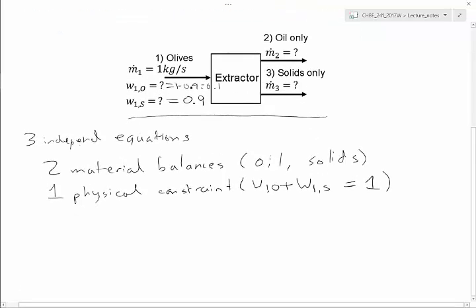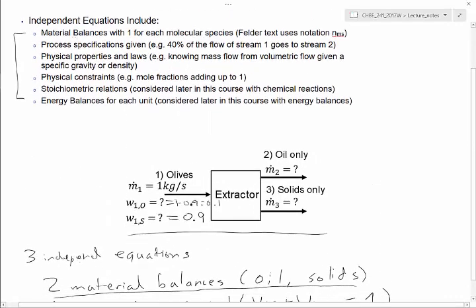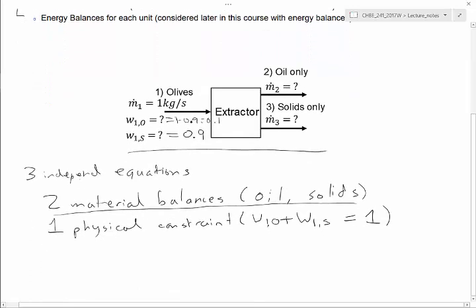And so now here, I can use my 2 material balances to solve. So these 2 material balances are the 2 independent ones, but there is a third one as well. And we generally see this with these types of systems, any system that's non-reactive for the start of this course. And so what we had said was that generally for material balances, we have a number that are independent, one for each molecular species. And so in this case we have 2 molecular species, oil and solids.